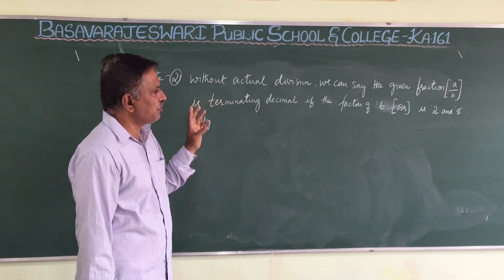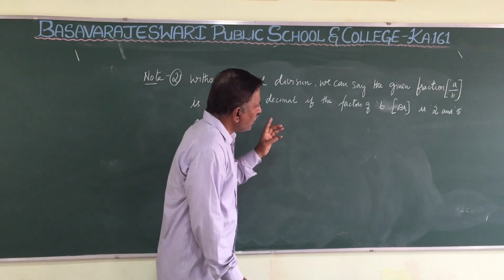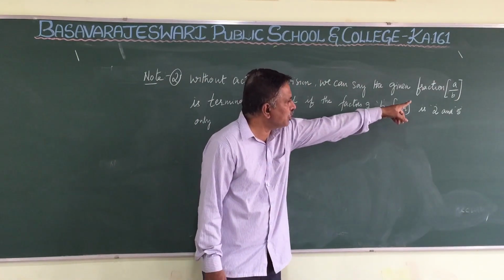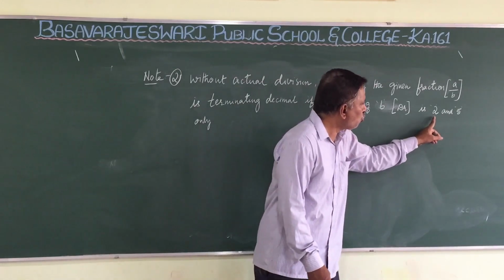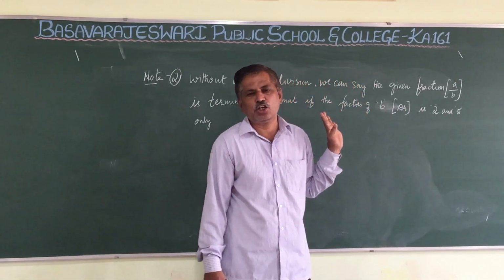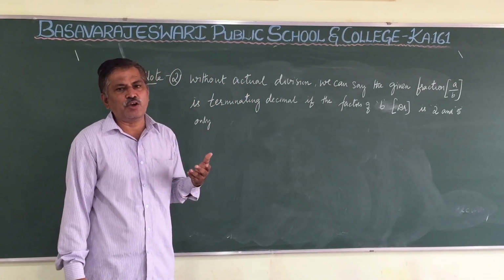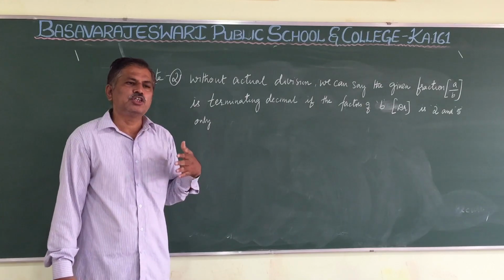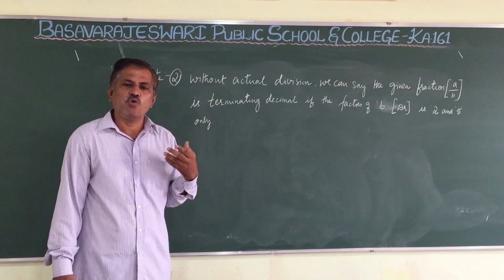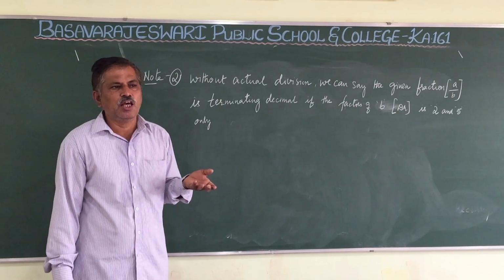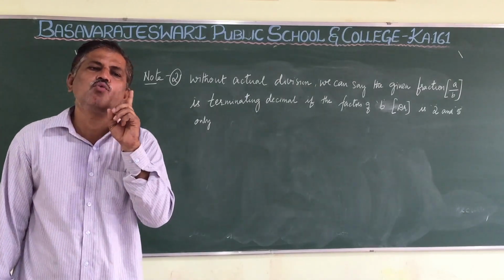So without actual division, we can say that the given fraction is a terminating decimal if the factors of b, that is the denominator, are only 2 and 5. It should not be other than 2 and 5. It may be 2 square, it may be 5 square, 5 cube. It should be 2 and 5, or only 2 is acceptable. Only 5 is also a terminating decimal. You should not get factors of the denominator other than 2 and 5.